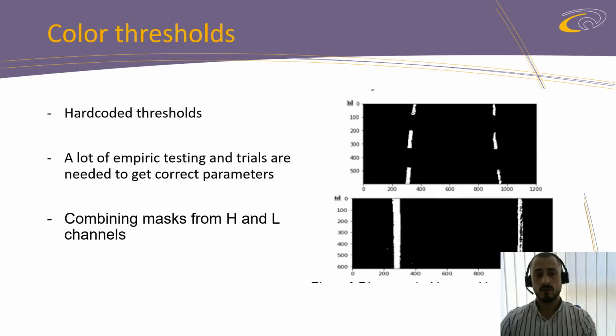There is more than one way to achieve a good result, but we achieved the best results using only color thresholds with these steps. Properly combining masks from the H and L channels, we were able to extract lane lines for both white and yellow lines, respectively, as seen in the images on the right, top and bottom.